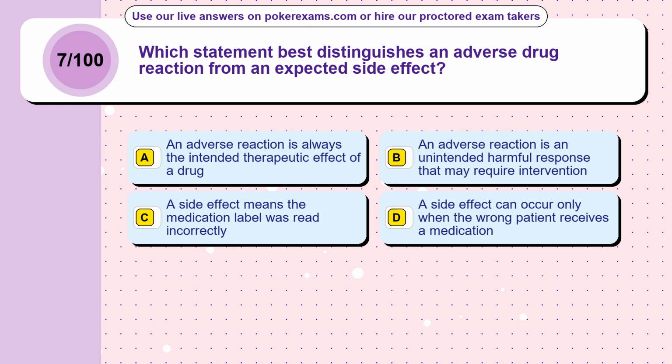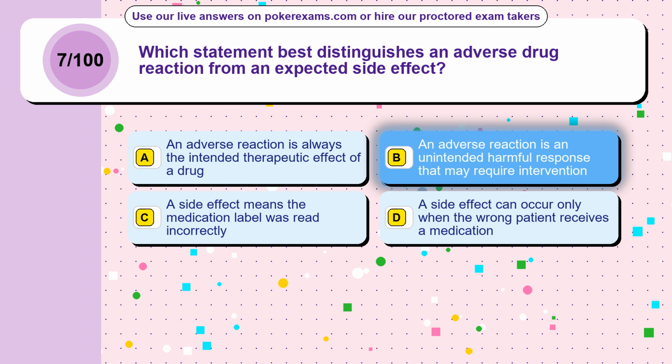Option C. A side effect means the medication label was read incorrectly. Option D. A side effect can occur only when the wrong patient receives a medication. The correct answer is option B. An adverse reaction is an unintended harmful response that may require intervention.